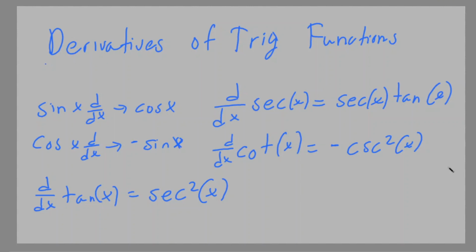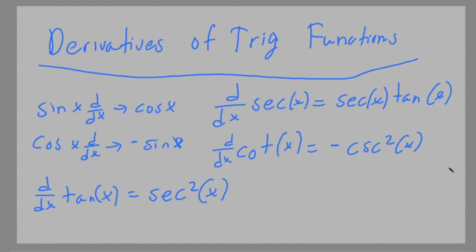Alright, so today we're going to be going over the derivatives of trig functions, in which there are some important rules to know. The derivative of sine x, d over dx, is always cosine x. The derivative of cosine x is always negative sine x.